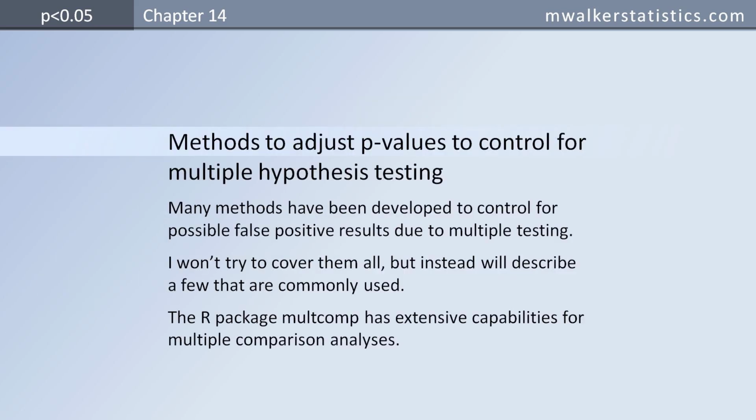Methods to adjust p-values to control for multiple hypothesis testing. Many methods have been developed to control for possible false positive results due to multiple testing. I won't try to cover them all, but instead will describe a few that are commonly used. The R package, multcomp, has extensive capabilities for multiple comparison analyses.